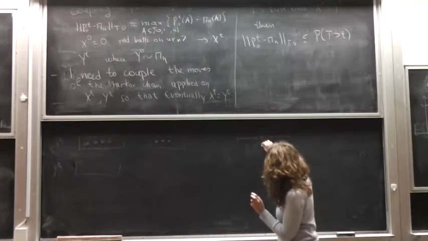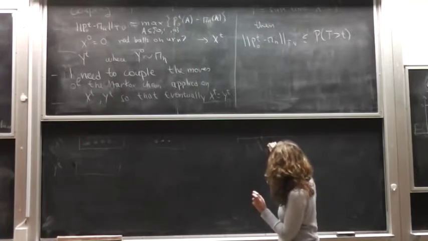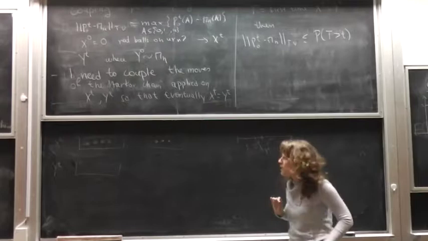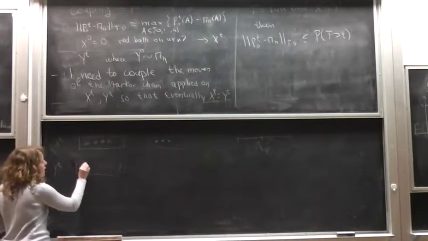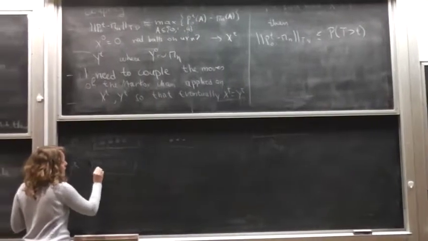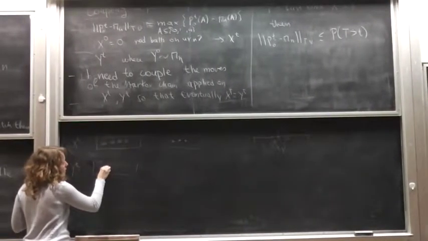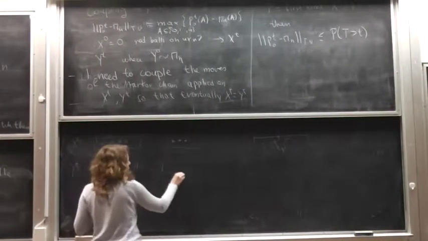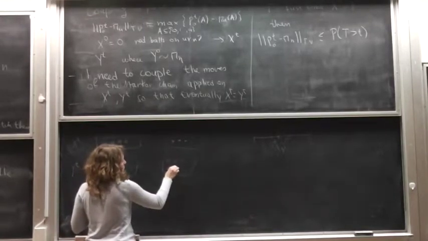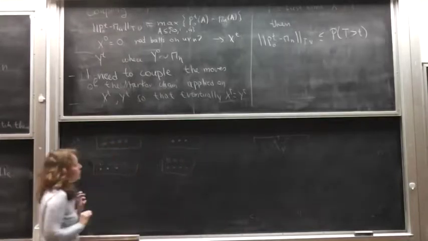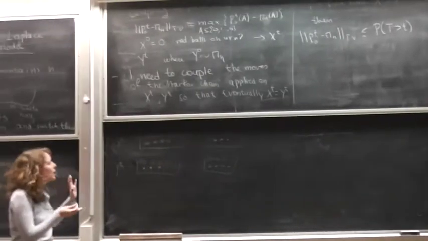We need to choose what happens if yt is here or there, and I will be explaining in a moment how we can use this. Okay, so yt could be like this. Okay, so how am I going to couple?